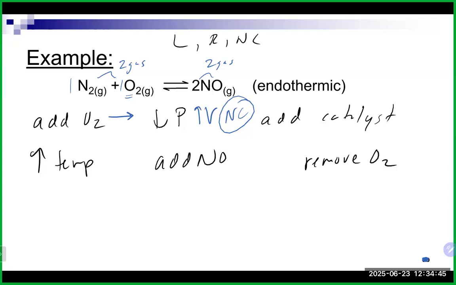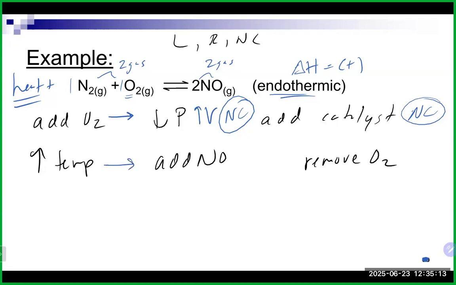Here we're going to add a catalyst, and as we also talked about, that is going to cause a no change in this situation. Here we're going to increase the temperature. Since this is endothermic, the delta H value would be positive if we saw it, and that would mean that heat and energy is considered a reactant in this case. So now I'm increasing a reactant, which will cause the forward direction to occur away from it, and we should head to our right-hand side there.